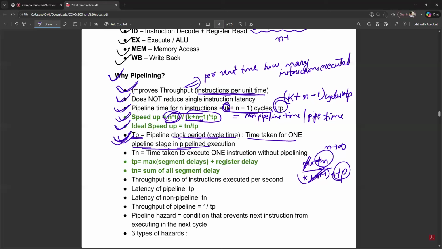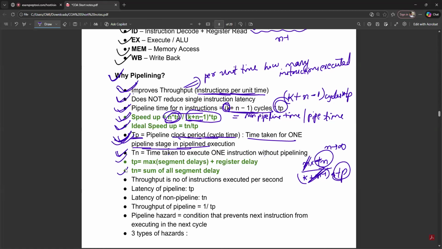Okay. So please take this also. What is the speed up and what is the ideal speed up? Now, I have told that TP is equal to the pipeline clock period or cycle time. Now what is the TN? Time taken to execute one instruction without pipeline, which is also called non-pipeline.